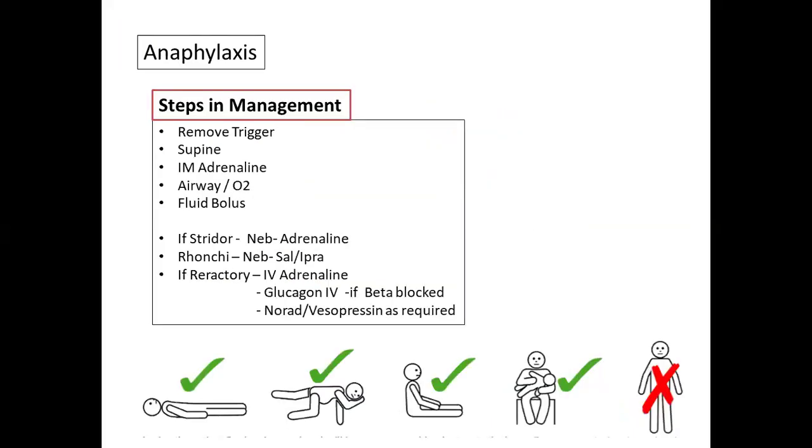So if IV glucagon is given, how is it given? Is it available in ETUs of the government sector, and how is it given, like the dose and all? Yes, it is given around 1 milligram. It is available in some ETUs, and ICUs also.